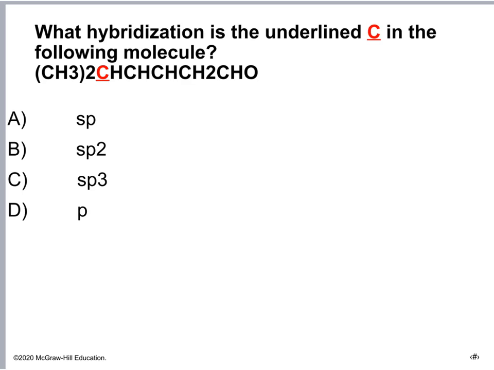So hopefully you can draw your Lewis structures or stick structures, line skeleton structures is what I do. So that's CH3, CH3. And then this is that red carbon, and then this is CH and CH. That's going to be a double bond, CH, CH. And then we'll do this one, CH2. And then this is an aldehyde, CHO. So this is that molecule.